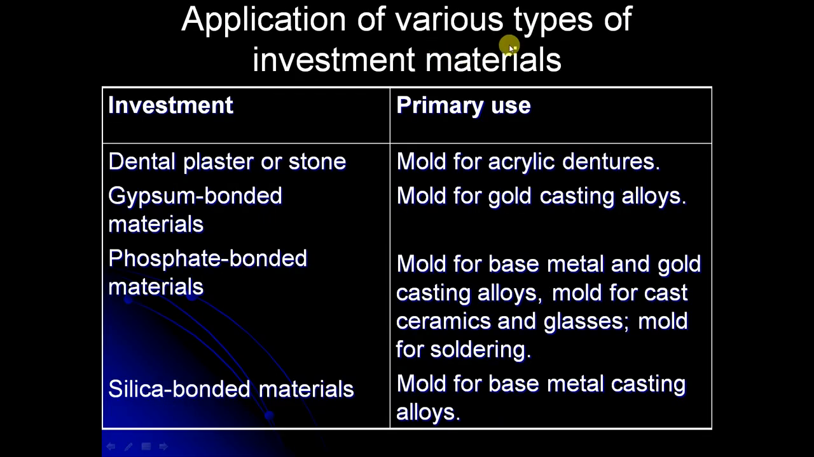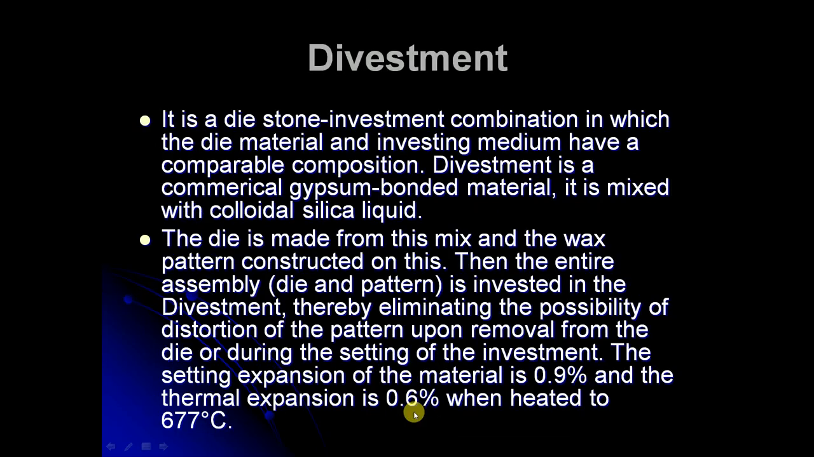Application of various types of investment materials. Dental plaster or stone: mold for acrylic dentures. Gypsum bonded material: mold for gold casting alloys, very important. Phosphate bonded material: mold for base metal alloys, gold casting alloys, cast ceramics and glasses. Silica bonded material: mold for soldering, and mold for base metal casting alloys.